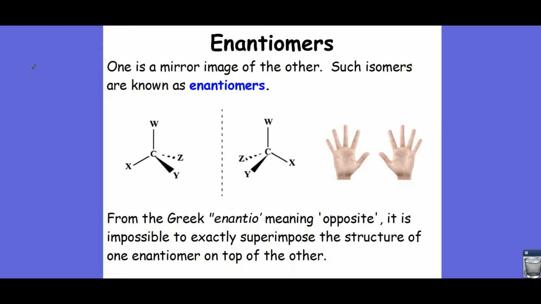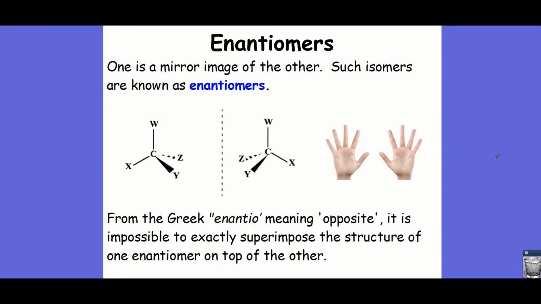So where you have a chiral center, where you have an optical isomer, each molecule is known as an enantiomer of the other. It comes from the Greek word enantio, which means opposite. So it means you cannot exactly superimpose the structure because of the difference in the substituent groups. These are enantiomers of each other, much like your hands are enantiomers of each other.